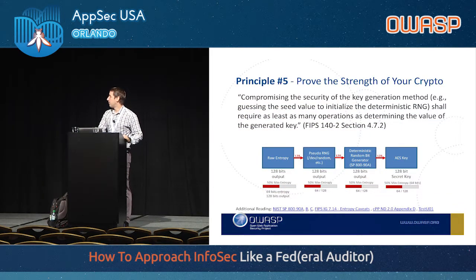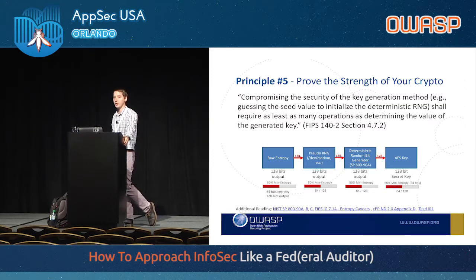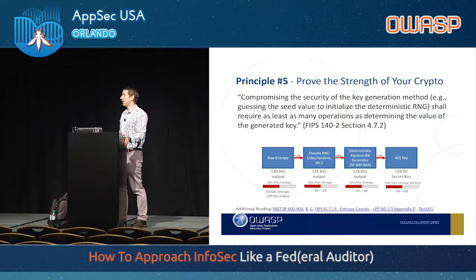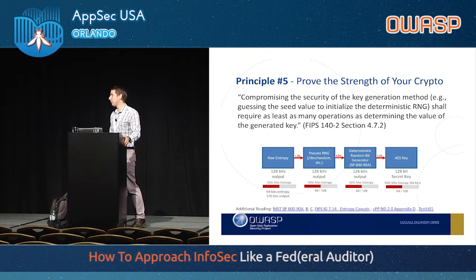I also wanted to talk about entropy. FIPS has a very interesting requirement, and it basically says that the security of the key generation method also has to be as strong as the security of the key that the key generation method is creating. The way that's interpreted now is that not only does your RNG have to be strong, but the actual raw entropy that your hardware is generating, which feeds in as input to your RNG, also has to have a certain security strength associated with it.